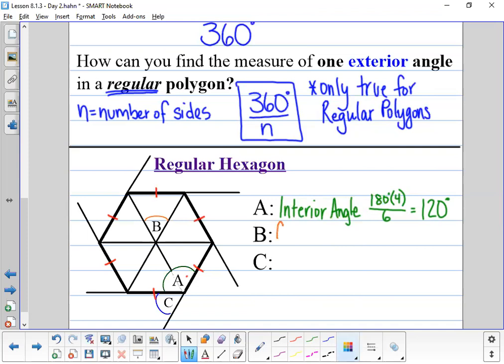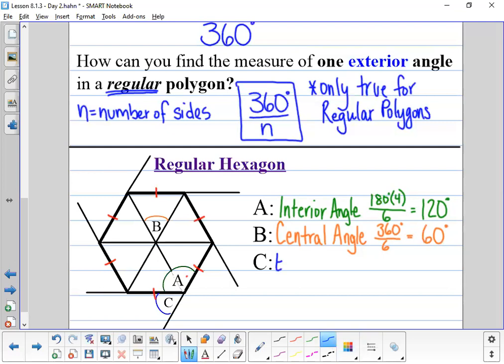B in this diagram is a central angle. In a regular polygon, the central angles are all congruent to each other. And in any polygon, the central angles have a sum of 360 degrees. If I want to find one of them, I would do 360 divided by 6, since the number of central angles is always equal to the number of sides, and this is a hexagon. When I do that, I get 60 degrees.